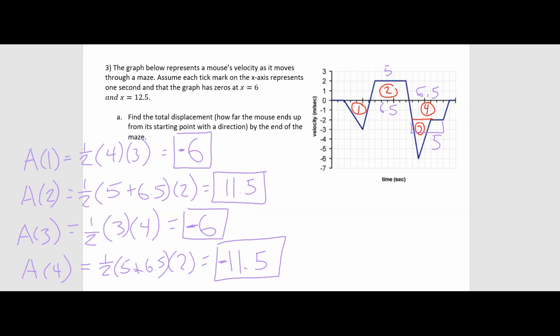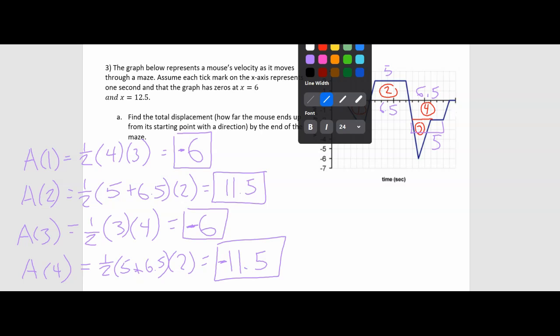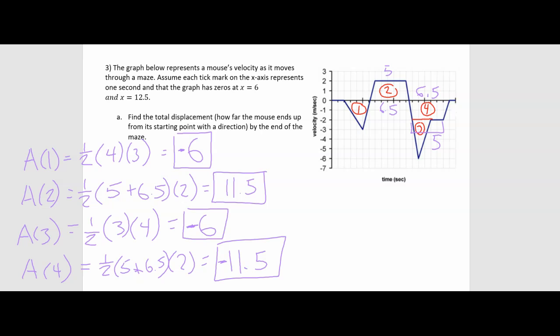So I know it's asking us for displacement. I'm actually going to go through all 3 of them. I'm going to go through total distance, net distance, and displacement just to help you understand how we use these negatives. If I'm looking at total distance, I actually would not want to use the negatives, right? So total distance is going to be the absolute value of all these areas.